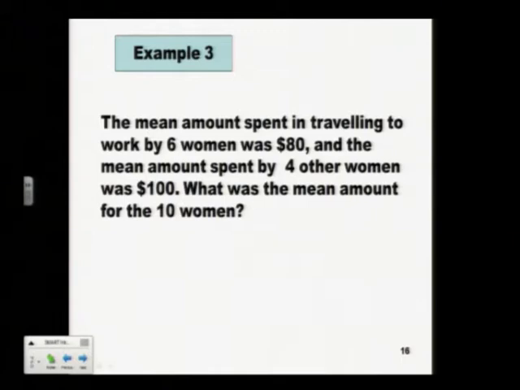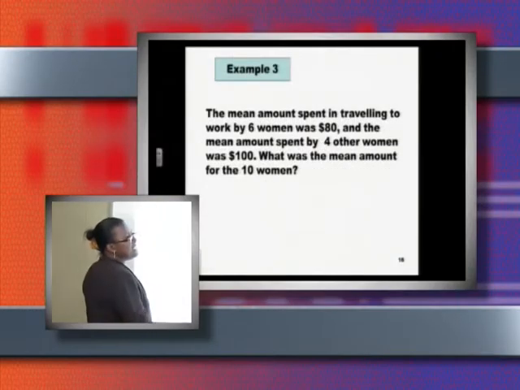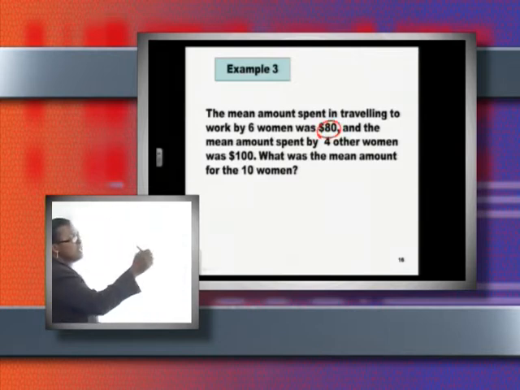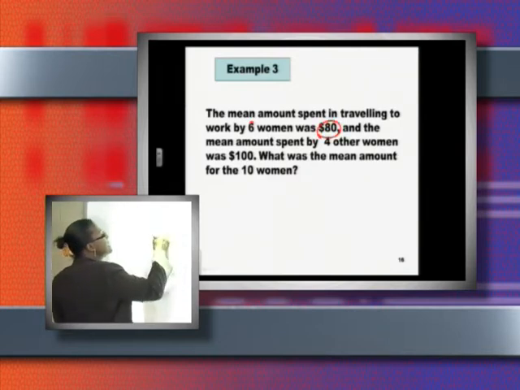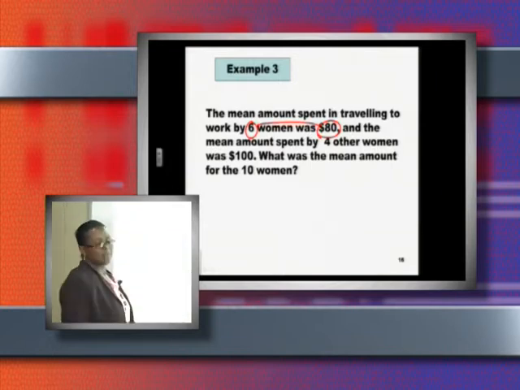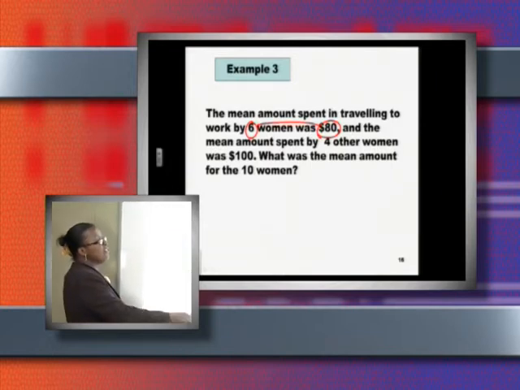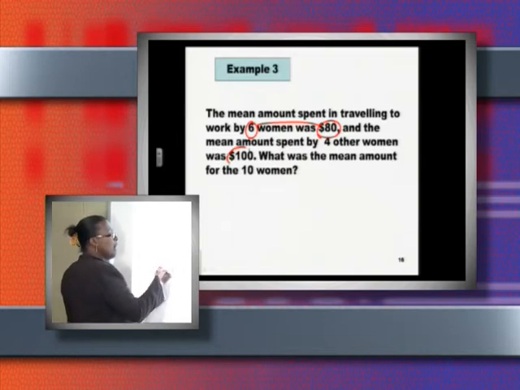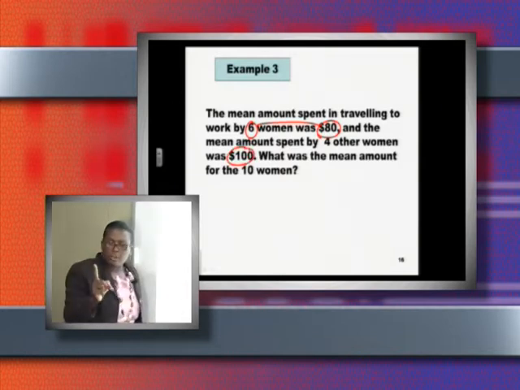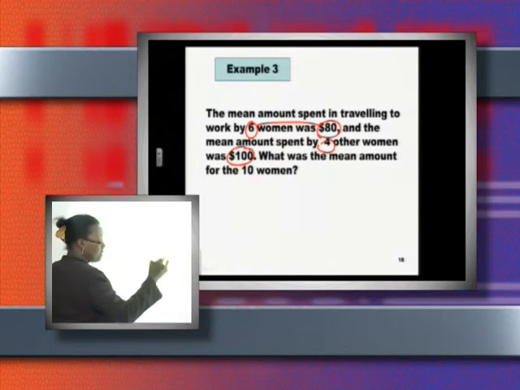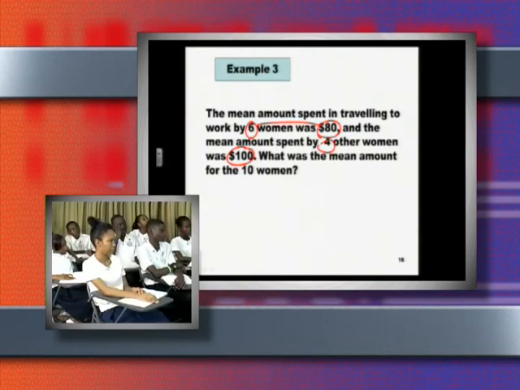The mean amount spent in traveling to work by 6 women is $80. Now you must note that this $80 is one figure that represents 6 different women. Then we have 4 other women having $100 represent them. So let's take note of that. What is the question? What was the mean amount for 10 women?